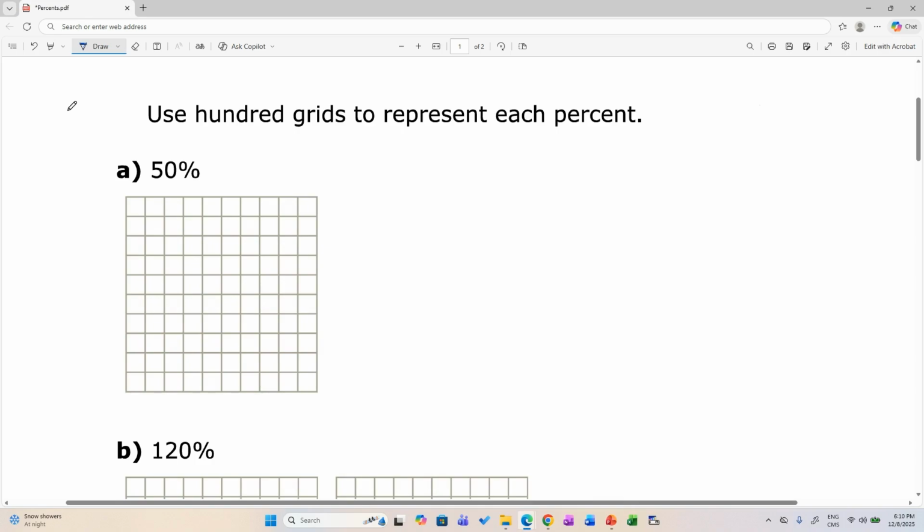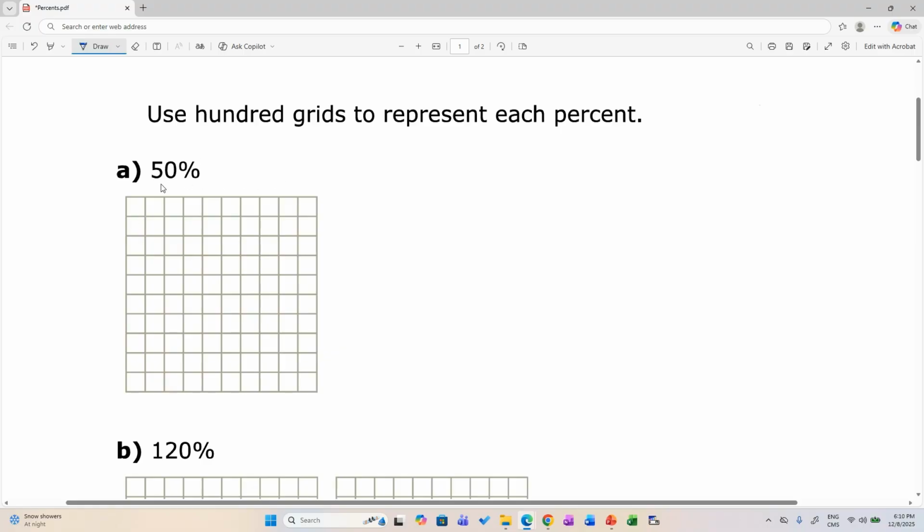Hi class, in this video I'm going to be talking about how to represent percents pictorially. So we're going to represent them using a grid here. In this grid there is one big square, and inside that big square there are 100 little squares, and each little square represents 1%.